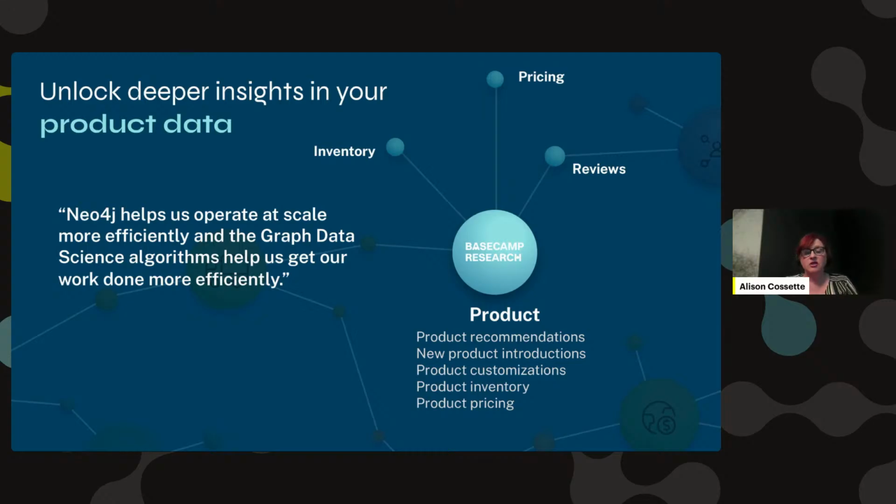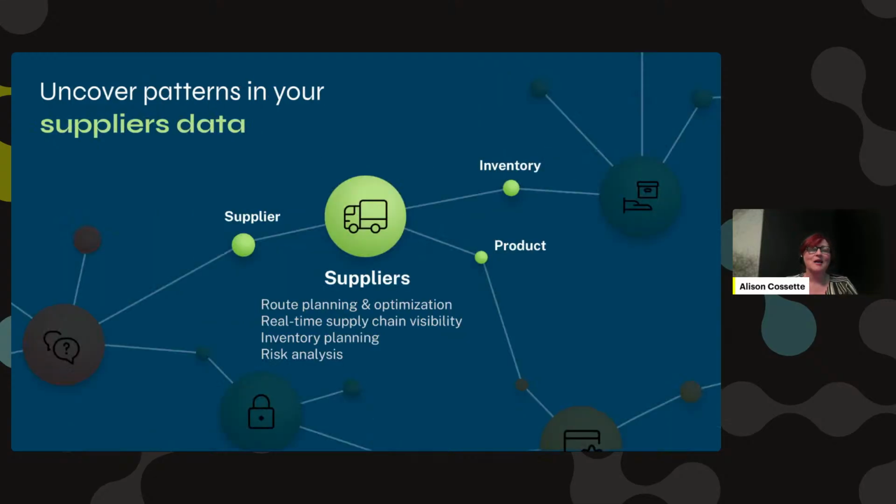The next thing that we're going to do is talk about an example. This is Basecamp Research. They are very much in the life sciences. They help operate at scale, and they use their science algorithms to help them get their work done more efficiently. Basecamp Research is actually a fascinating company. They've gone through and they have a graph. They basically are trying to build an entire graph of the natural world. So it's one of my favorite implementations. I find that what they're working on is really interesting.